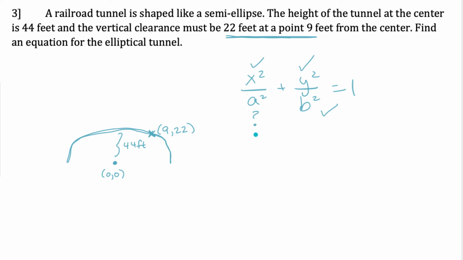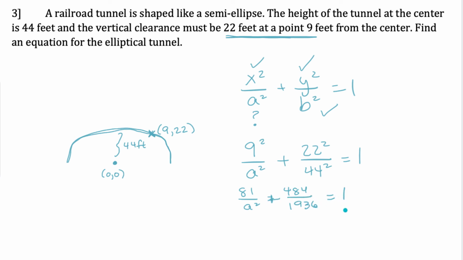So we can just plug in everything that we have at this point in time, right? So we can plug in our x value of 9. We don't know a. We have a y value of 22. And we know that our b value is 44, so 44 squared, all equals 1. If we do some simplifying here, we have 81 over a squared plus 484 over 1936, that all equals 1.